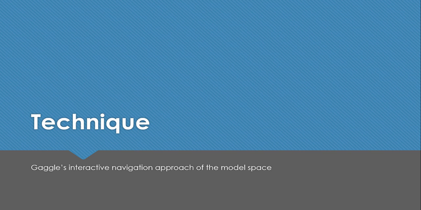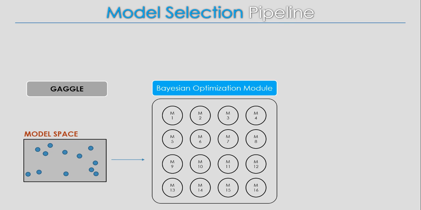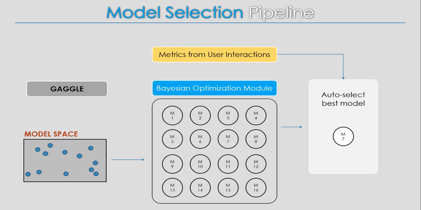Next, we describe how Gaggle operates to ensure navigation of the model space. Gaggle is driven by a Bayesian optimization module that samples multiple classification and ranking models from the model space. We pre-specify a learning algorithm and a set of hyperparameters to construct these models. The Bayesian optimization strategy saves probability distribution of the likelihood of finding better performing models per iteration of model construction. Next, based on metrics inferred from user interactions, Gaggle automatically selects an optimal model and then visualizes the model outputs as users continue to explore the data.